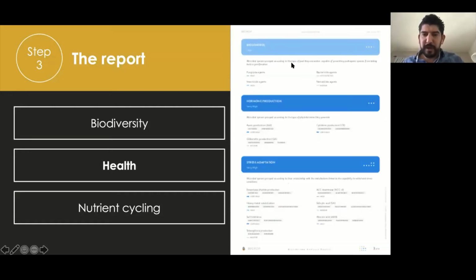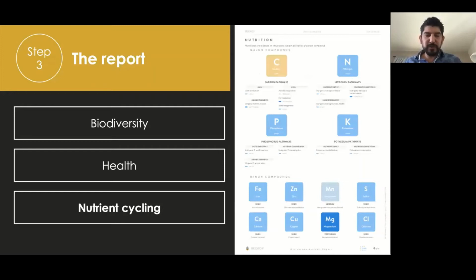Then in the next section, we have the biocontrol species, the hormones that are being produced in the soil, as I mentioned in functionality, and the stress adaptation molecules. And finally, we also talk about nutrient cycling. As I mentioned earlier, we talk about what's happening with the nitrogen pathways in the soil. Is the nitrogen being made available in plant available forms, or is it consumed by bacteria? So that's exactly what we look at in our report.